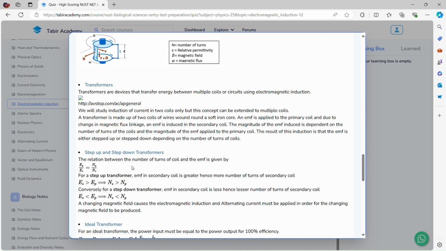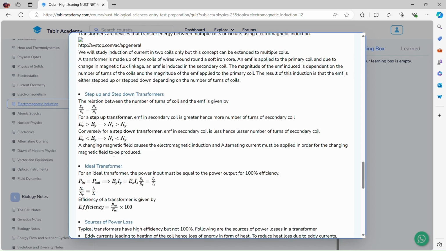Conversely, for a step-down transformer, EMF in the secondary coil is less, hence lesser number of turns of secondary coil. ES is less than EP, and therefore NS is less than NP. A changing magnetic field causes the electromagnetic induction, and alternating current must be applied in order for the changing magnetic field to be produced. Ideal transformer.